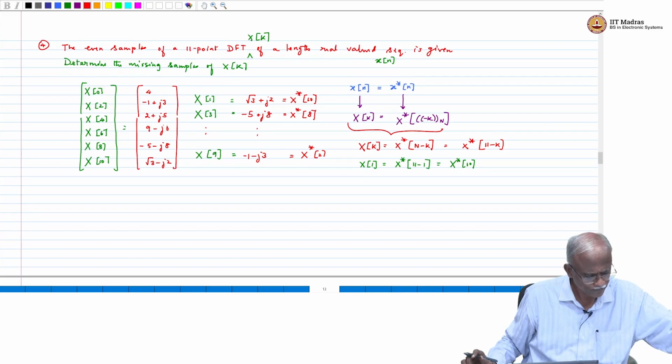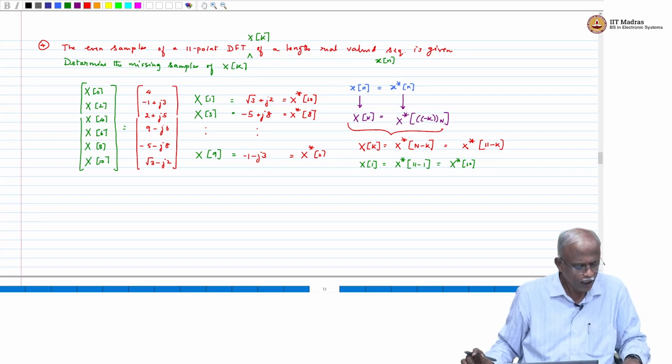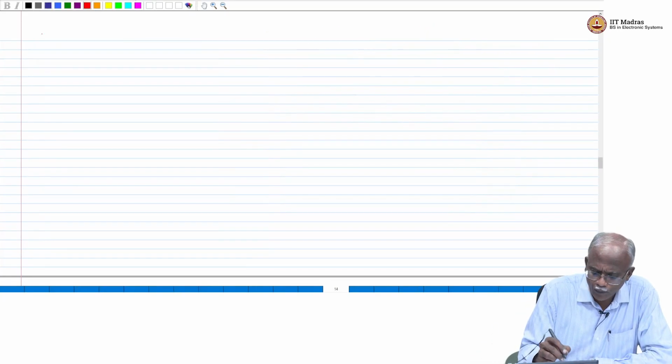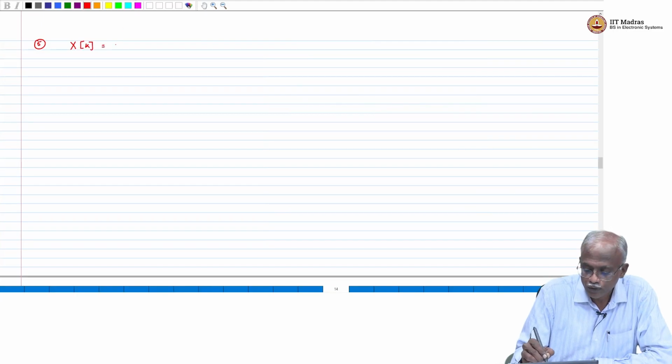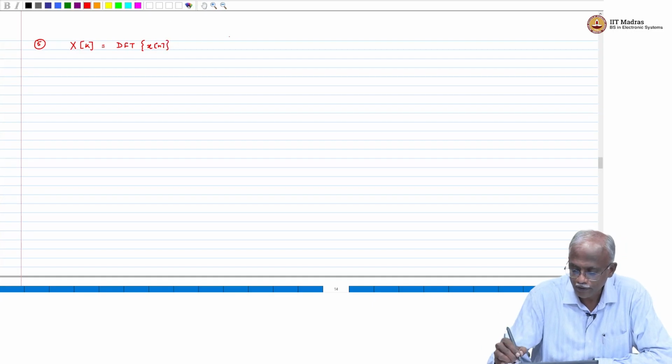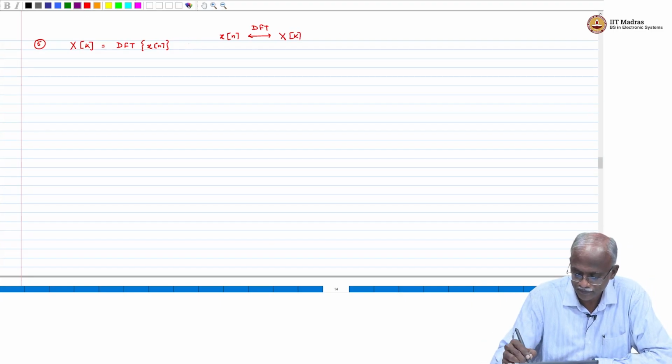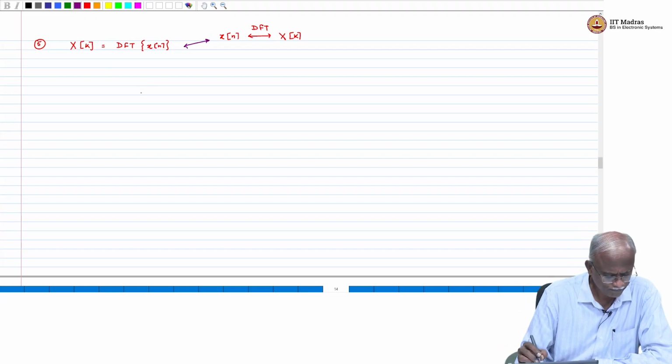The last of the examples that I want you to look at. Simple example, but a very, very important example that will give us a lot of insight. So, example number 5. We are given that X of k is equal to the DFT of x of n. Slightly different notation. Normally we would have written it in the following manner: x of n DFT X of k. But we are writing this as an equivalent representation.